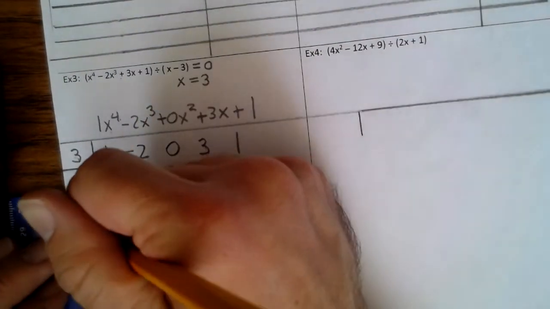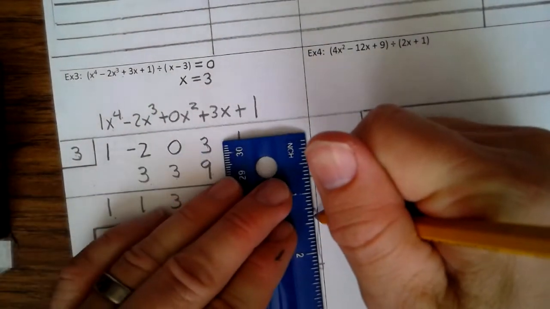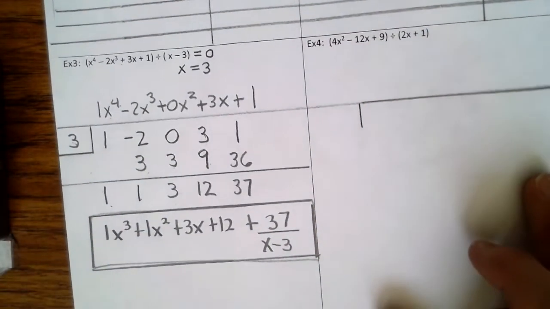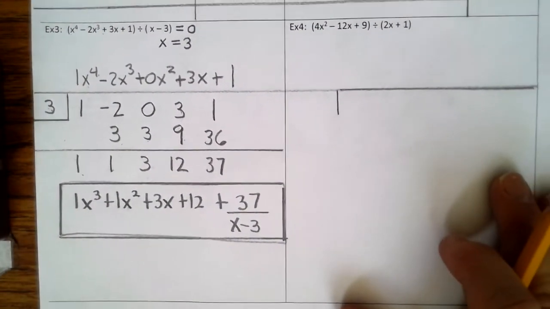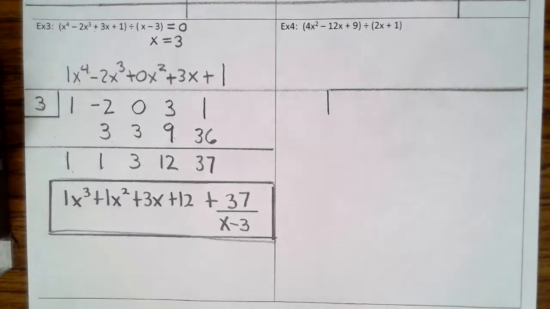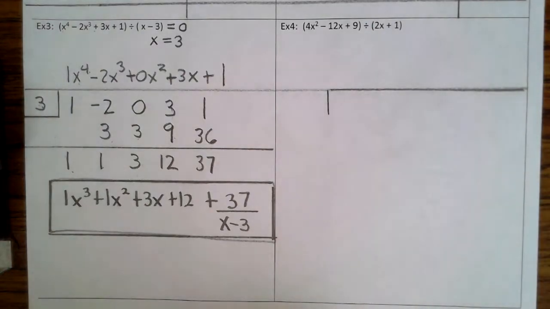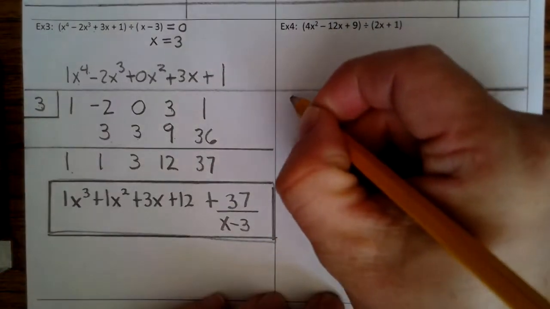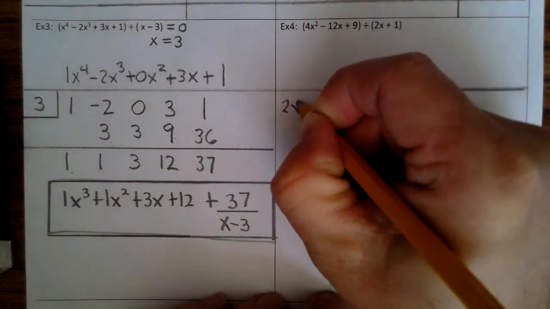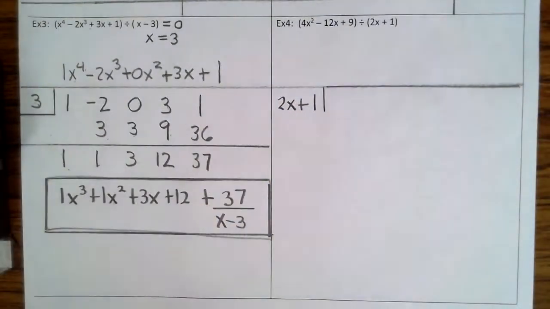All right, example 4. So now I showed you one with synthetic division. Let me show you one with long division. So this would be 4x squared minus 12x plus 9 divided by 2x plus 1.